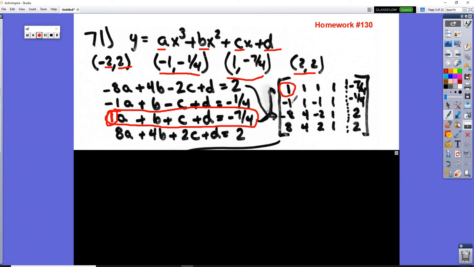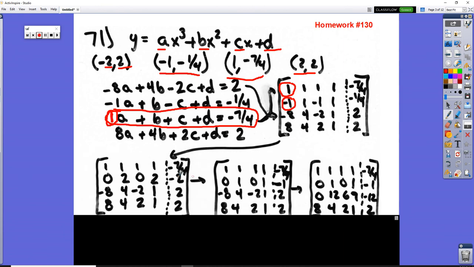So I'm going to take the top row and add it with the second row to help me get rid of this -1 right here. That's going to give you a new second row of 0, 2, 0, 2, -2. You then want to turn this spot into a 1, so you're going to divide everything in that row by a 2. That's going to give you 0, 1, 0, 1, -1.